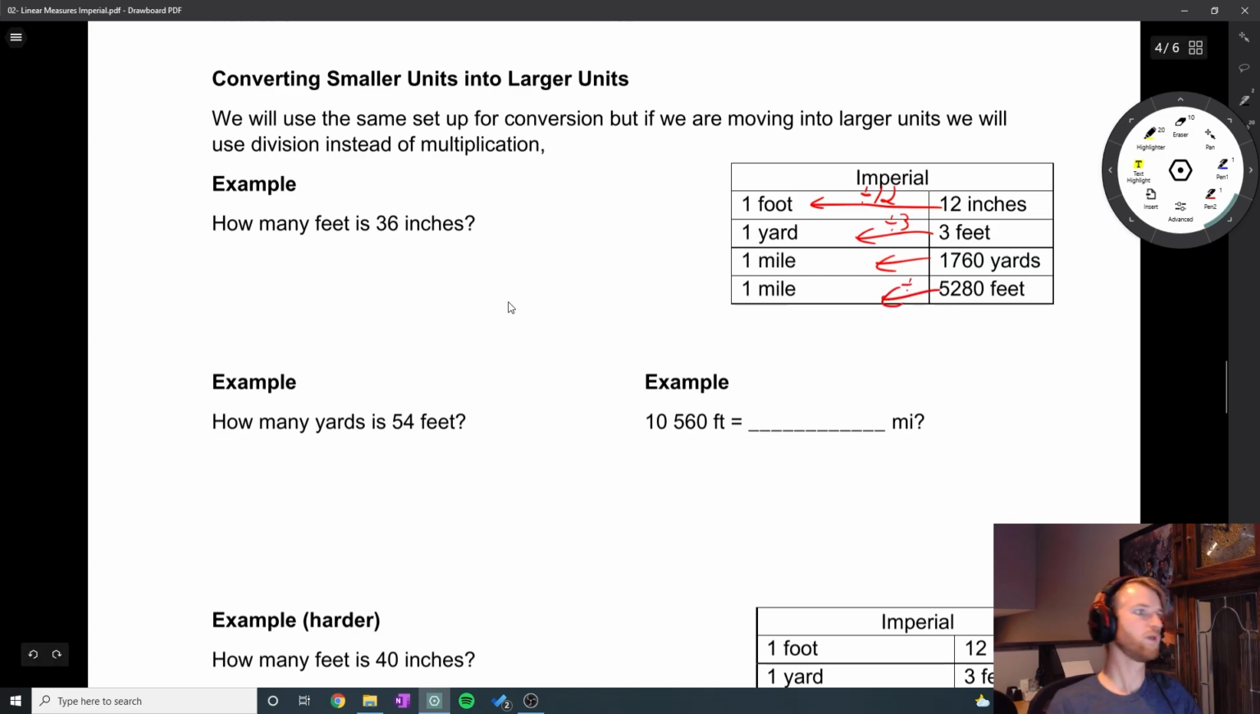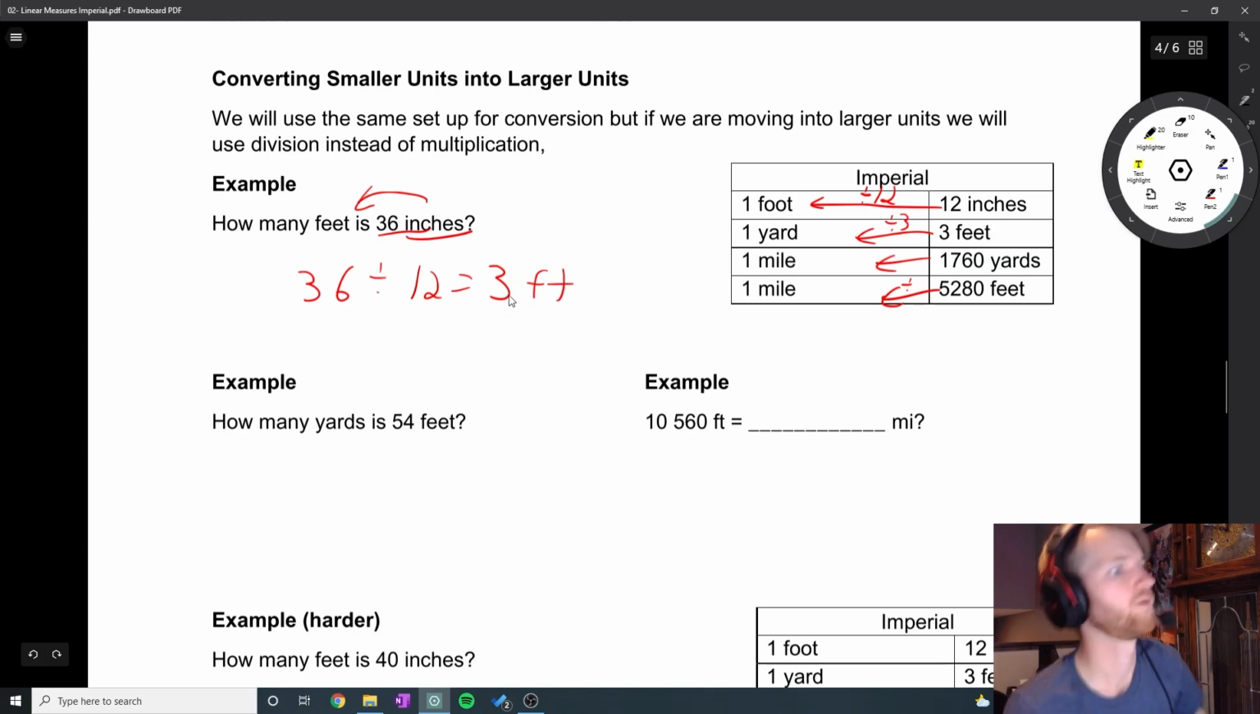Okay, so this says I want to go from inches to feet. Okay, I got 36 inches. I want to turn them into feet. So going from inches here over to feet. 12 inches, 1 foot. Okay, we're dividing by 12. So I'm just going to say 36 divided by 12. And that gives me 3. Okay, 3 feet. So 36 inches is the same thing as 3 feet.